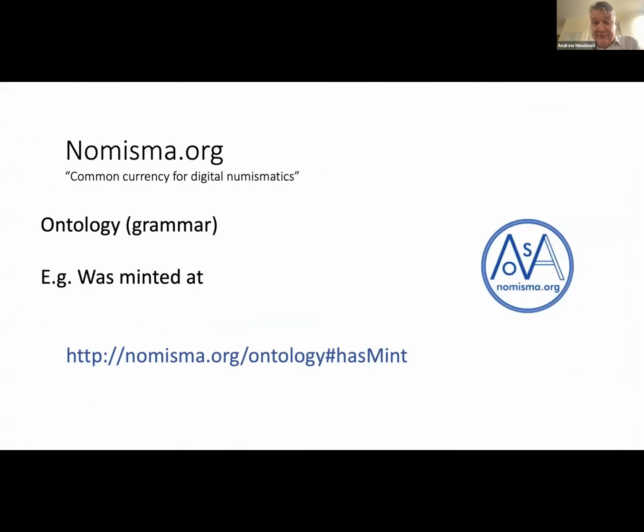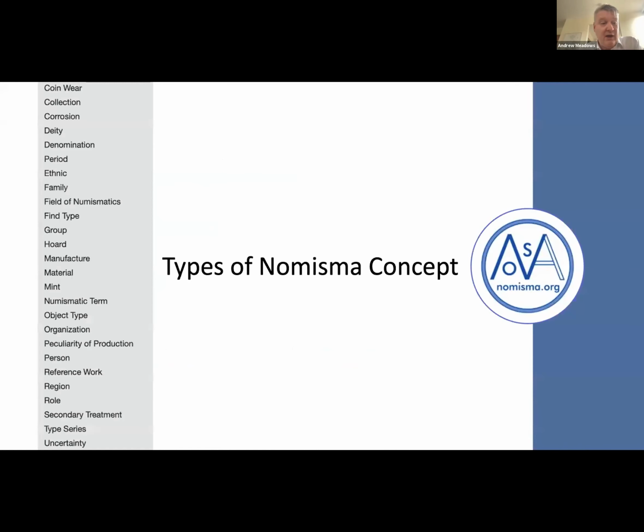We also have, as we have to, an ontology, the grammar that allows us to talk about the relationships between numismatic concepts. If we want to assert that a coin was produced at a particular place, then we have within our ontology the concept of has mint. There are a whole array of concepts that are specific to our discipline, which Nomisma provides identities for.